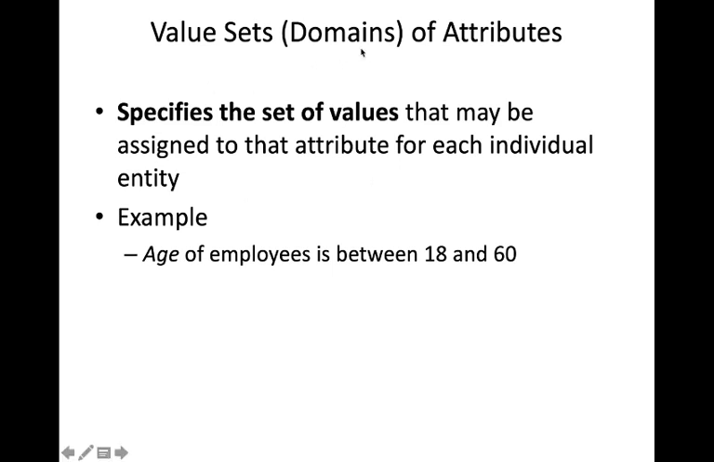So value set or domain of attributes specifies a set of values that may be assigned to that attribute for each individual entity. We can take another example, a value set for the name attribute. For the name attribute, we can specify that name should be characters alone. It should contain only alphabets. We cannot include digits in the name attribute. Like that, we can specify the value set or domains for each type of attribute.